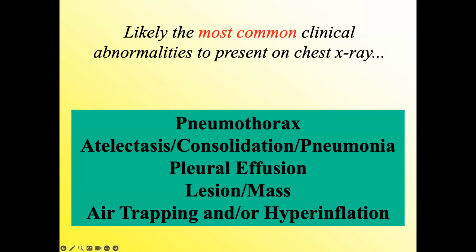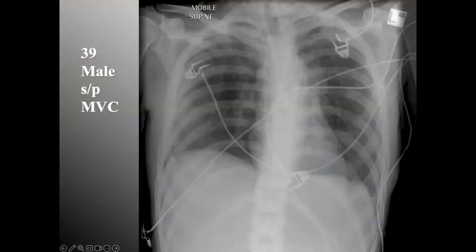With air trapping or hyperinflation, it's similar to a pneumothorax, where you have increased lucencies, more black in the affected regions. But unlike with pneumothorax, with air trapping or hyperinflation, you don't have a definitive lung border or outline that is easily seen. I know it's a lot to take in, but we're going to put it into practice.